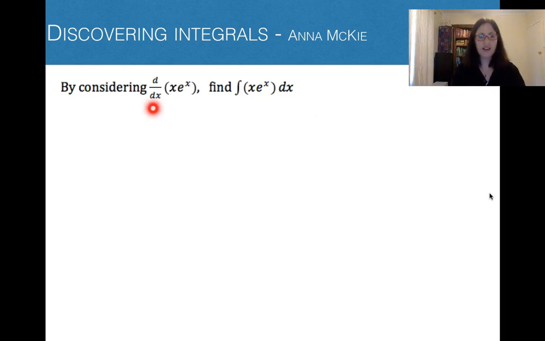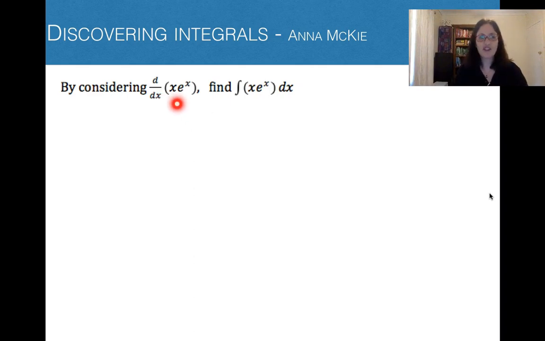So by considering the derivative of this function, find the integral of this function. So maybe have a think first, how could you integrate that? You might be saying to yourself, okay, x, increase the power by 1 on the power, and e to the x, well, the integral is the same. And that would be the case if they were separate terms, but they're one term. We don't have rules for how to integrate that. So this process is going to take you through it to see how we can do that.